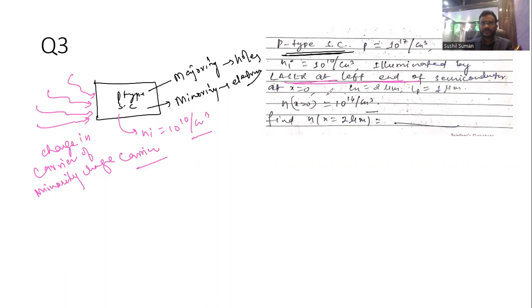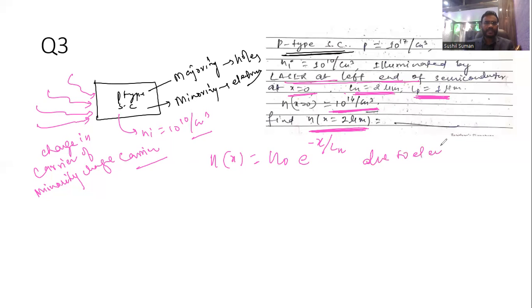Now, at x equal to 0, you have given 10 raised to power 14 per centimeter cube. You have given the diffusion length Ln for electrons. You have also given the diffusion length for holes, Lp. So find the concentration at x equal to 2 micrometer. Very simple question. As you know, n(x) equals n0 e raised to power minus x upon Ln, due to electrons. This is the concentration equation. So n at x equal to 2 micrometer, and n0 is approximately 10 raised to power 14.